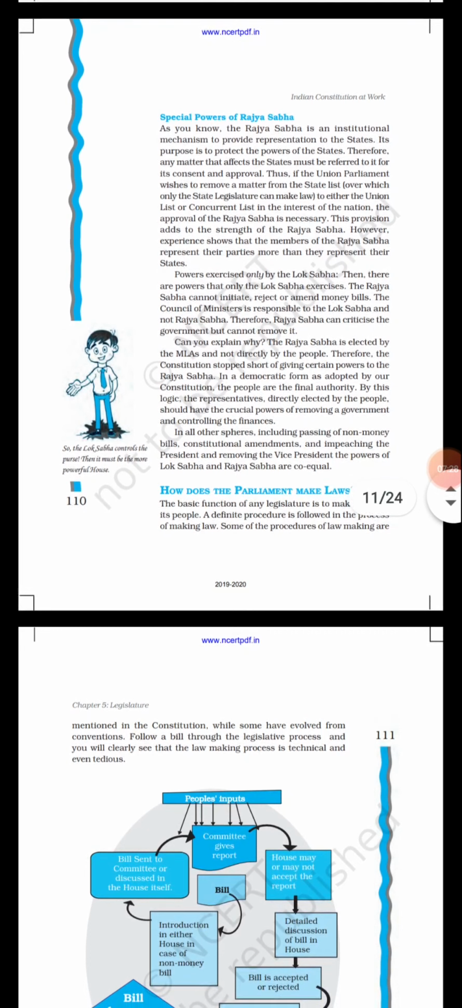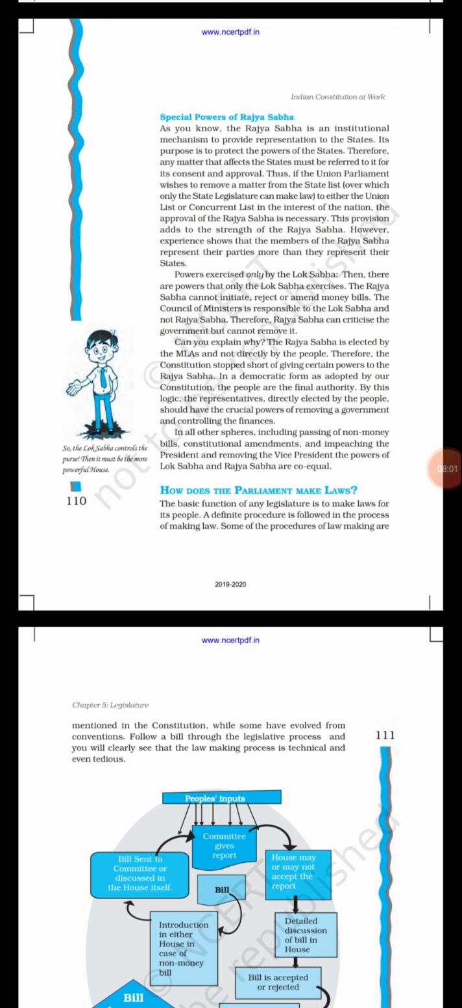Special power of the Rajya Sabha. If the Union Parliament wishes to move a matter from the state list, over which only the state legislature can make laws, to either the Union list or concurrent list, in the interest of the nation, the approval of the Rajya Sabha is necessary. So there are lists, right? There are actually three lists: Union list, state list and the concurrent list. Okay. So the Union list means whatever programs come under the center, and the state list, whatever programs come under the state government.